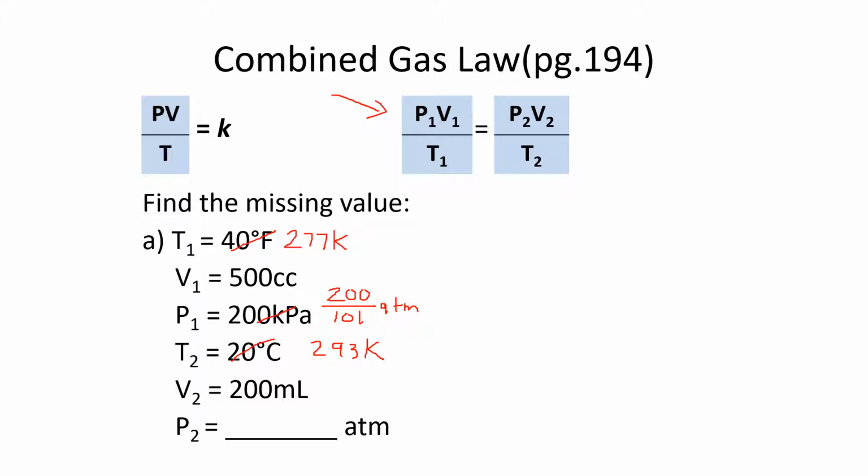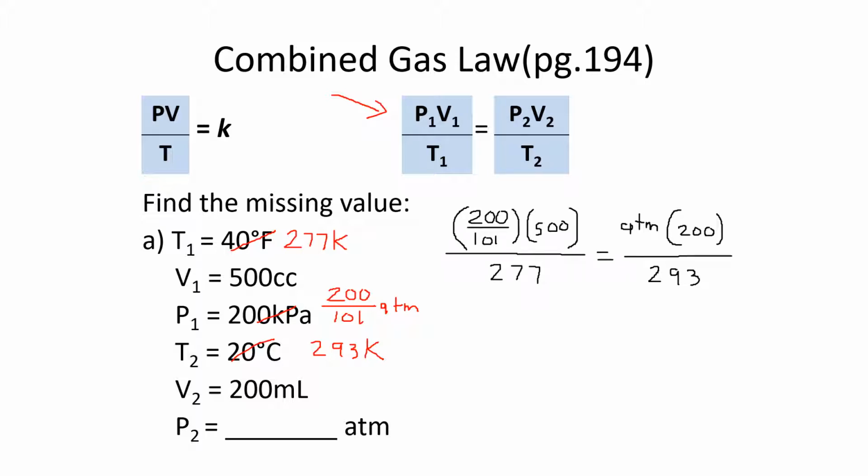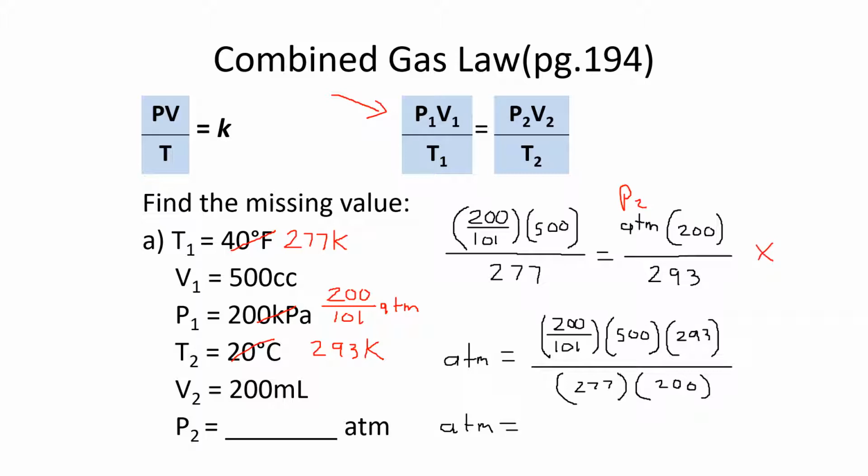Alright, so CC is the same as an mL, so we're in like units there, so we're good. ATMs, we're good. So we can just plug and chug. P1, V1 over T1 equals P2, V2 over T2. Now you just solve for P2 by multiplying by this reciprocal, right? If you multiply both sides by 293 over 200, you'll get rid of that term. Do that to that side, so I have to do it to this side. So all you have to do is punch this in, all in one shot.